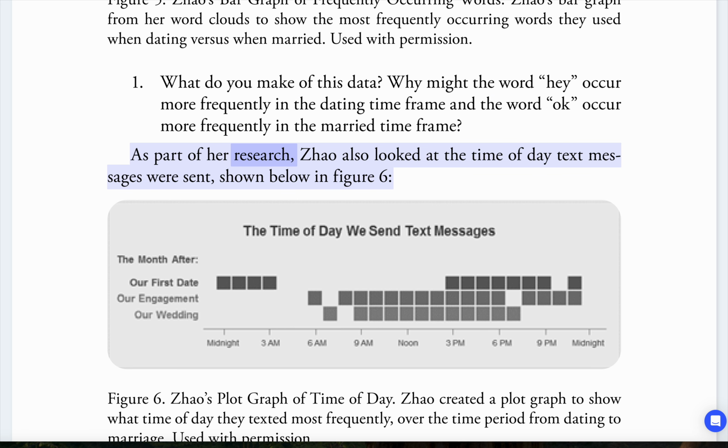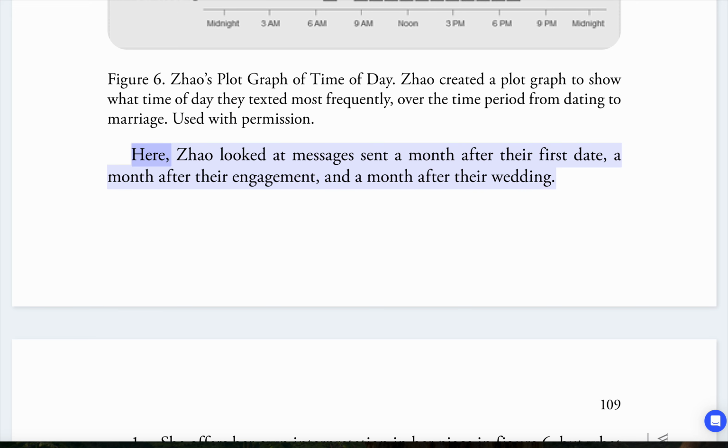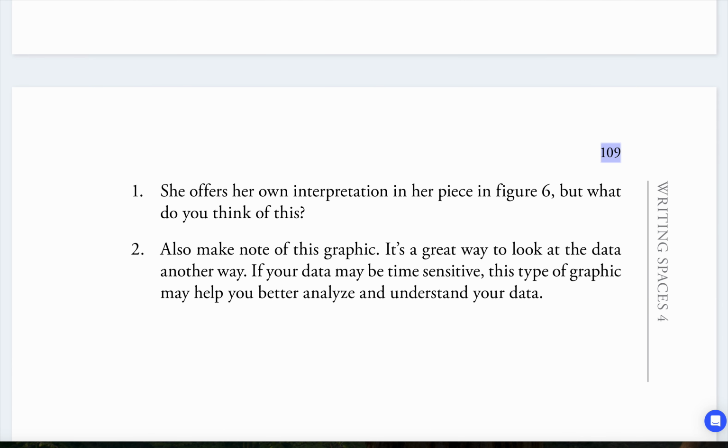As part of her research, Zhao also looked at the time of day text messages were sent, shown below in Figure 6. Figure 6. Zhao's plot graph of time of day. Zhao created a plot graph to show what time of day they texted most frequently over the time period from dating to marriage. Used with permission. Here, Zhao looked at messages sent a month after their first date, a month after their engagement, and a month after their wedding. 109.